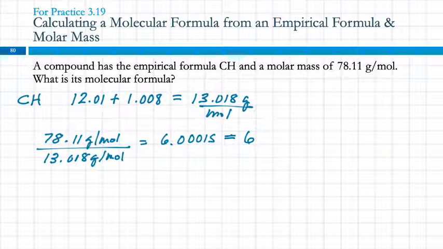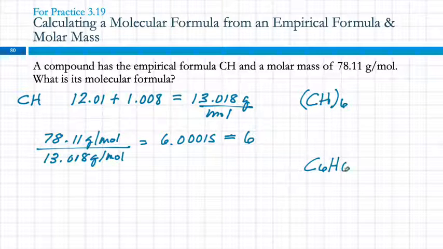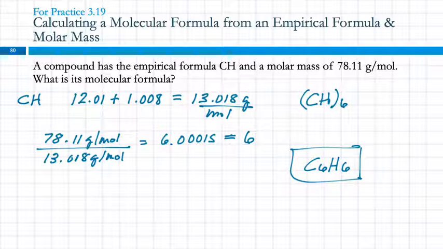So there are 6 of the CHs in the whole molecule. So you can think of it as CH multiplied by 6, if that helps you. But the formula is C6H6. If I took this and asked you, what's the empirical formula? You'd find the lowest ratio, 6 to 6 is 1 to 1, and you'd give me CH.